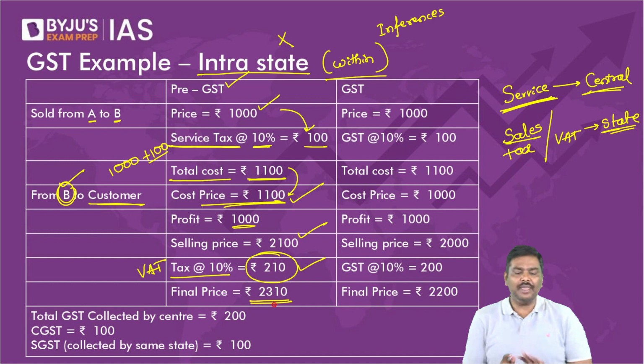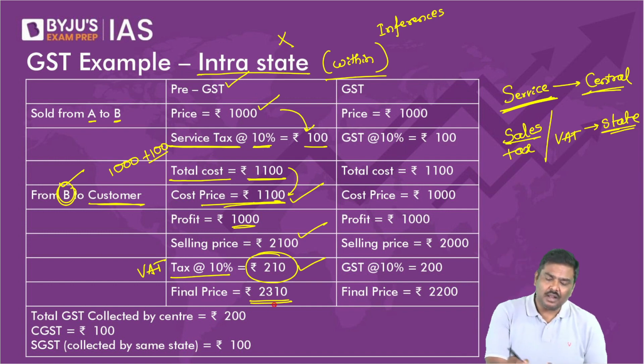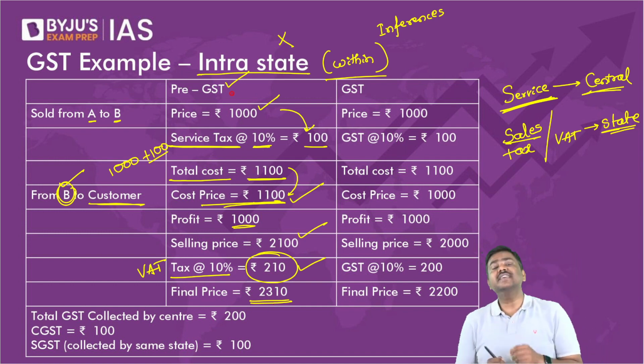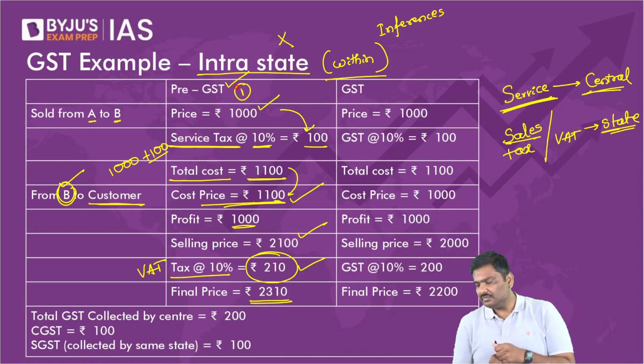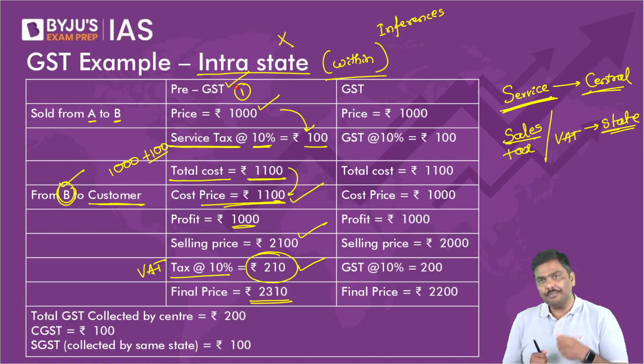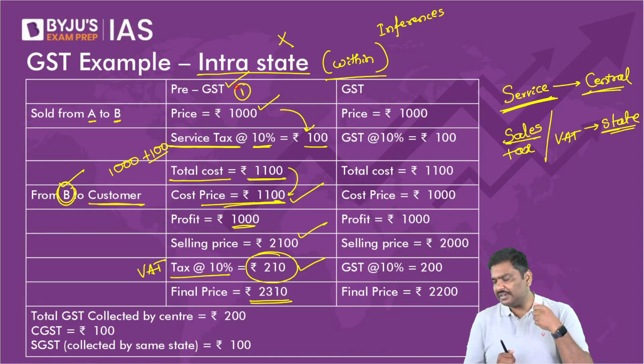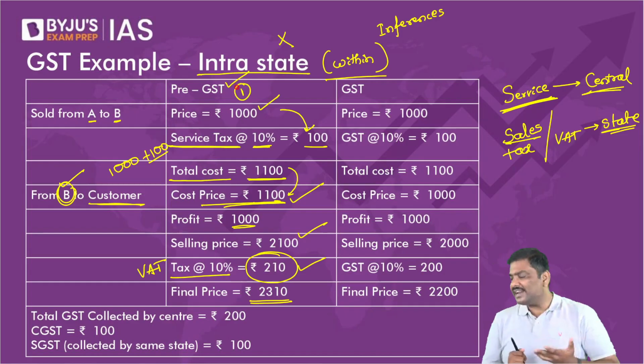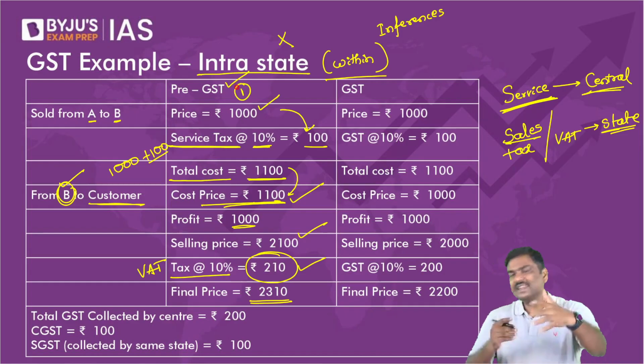Now please tell me, in the first example, pre-GST, is there cascading effect? Is there input tax credit provided to you? No. Cascading effect is there.